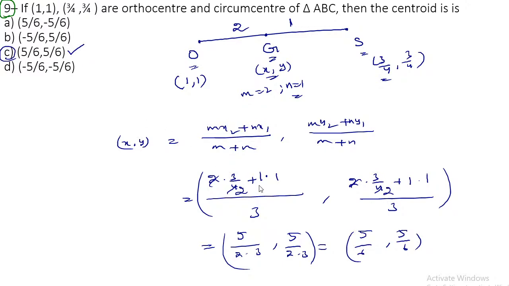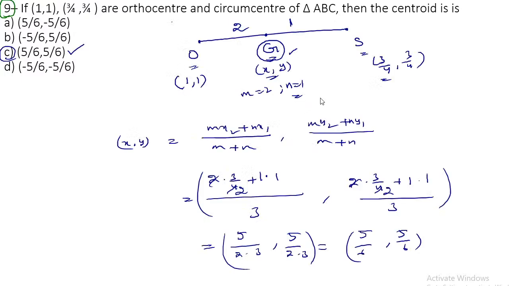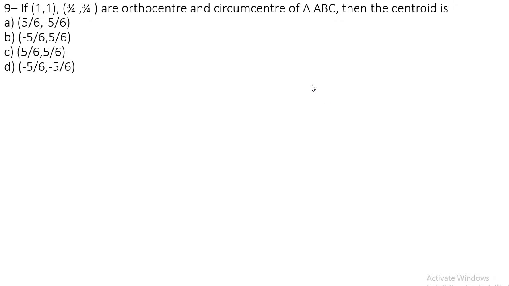So the point here is the centroid G divides orthocenter and circumcenter in the ratio 2:1. So this is the key point here. If you know this point, you can easily solve this problem. Okay, the same sum is repeated twice, so this is the same sum.